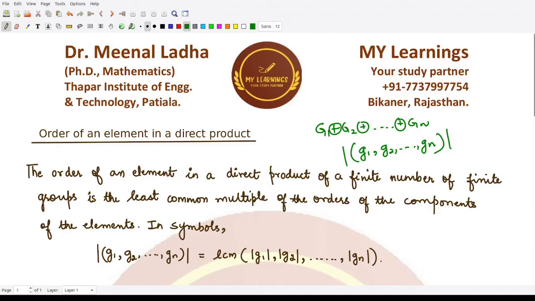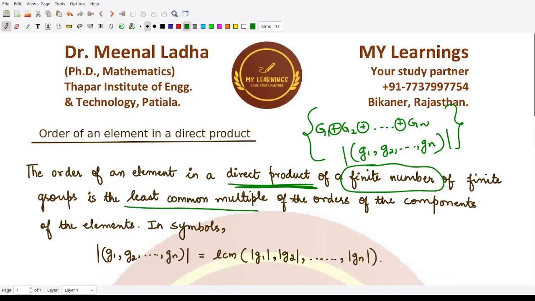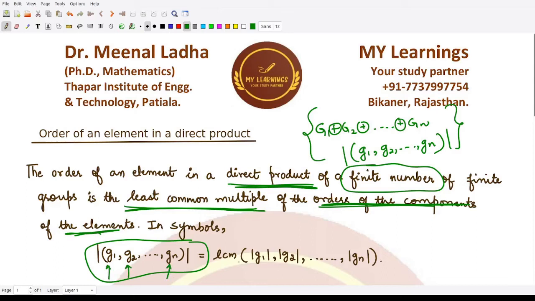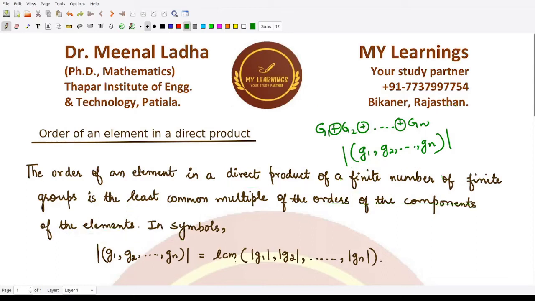So the order of some element in the direct product, it is actually a direct product which consists of a finite number of finite groups. We have already considered here. So the order of such an element would be the least common multiple, the LCM of the orders of the components of the element. So that means in order to evaluate this order, we evaluate the order of each of these elements individually and then take their LCM. So this is the result here. Now in order to prove the result, let's move forward and see how we may prove this one, right?